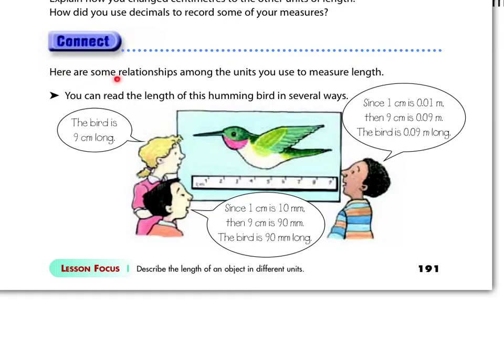All right, here are some relationships among the units you use to measure length. You can read the length of this hummingbird in several ways. So we can say it goes from 1 centimeter to 9 centimeters. It is 9 centimeters long. And since we know that in one of these centimeters there are 10 millimeters, we could say that this bird is 90 millimeters long. And since 1 centimeter is 1/100th of a meter, then 9 centimeters is 9/100ths of a meter. So this bird is 9/100ths of a meter long.